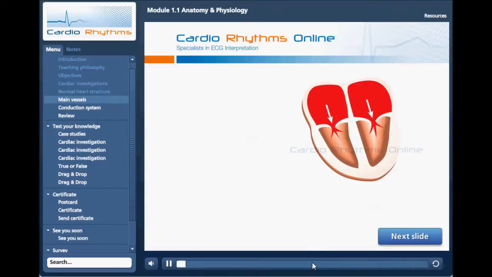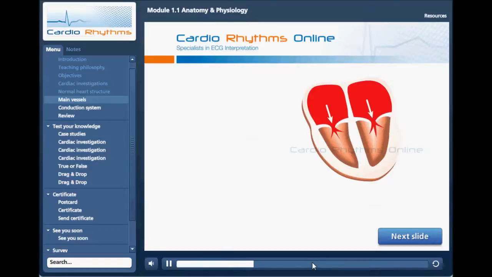Going back to our 4-chamber view of the heart, let's assess the sequence of contraction in more detail. So what have we learnt so far? Well, we know that the right heart pumps deoxygenated blood to the lungs, and at the same time the left heart pumps oxygenated blood to the body.